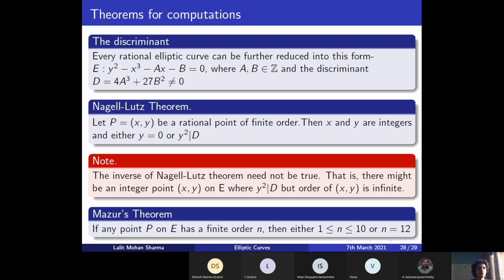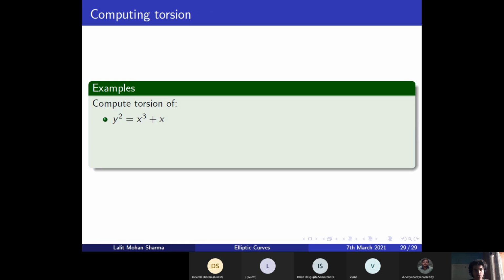Now we have all the theorems that we need to figure out what point would have a finite order. Basically you use Nagell's theorem to find some integer points that could be of finite order, and then you use Mazur's theorem to check all the cases 1 to 10 and 12. If at any point you get the identity, then that means that point has finite order. So just try to use these. Don't try to look at the proof or anything. Just try to use these to find the torsion subgroup of some examples.